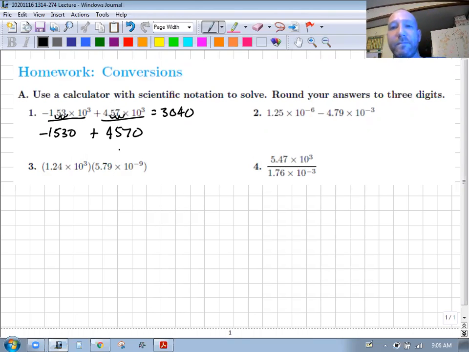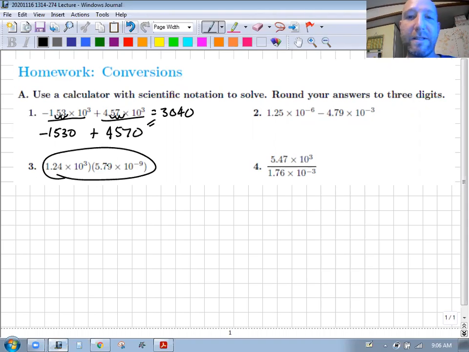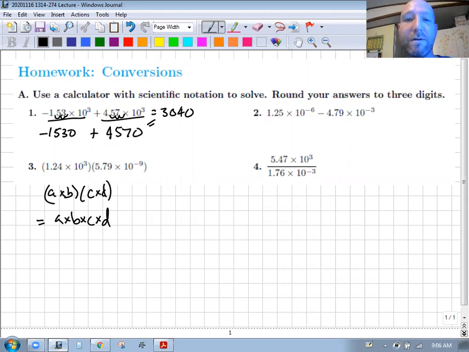So, same thing with this one. You type it in just the way it is. This one you don't even need the parentheses. It's all multiplication. A times B times C times D. That's A times B times C times D, or A, B, C, D.